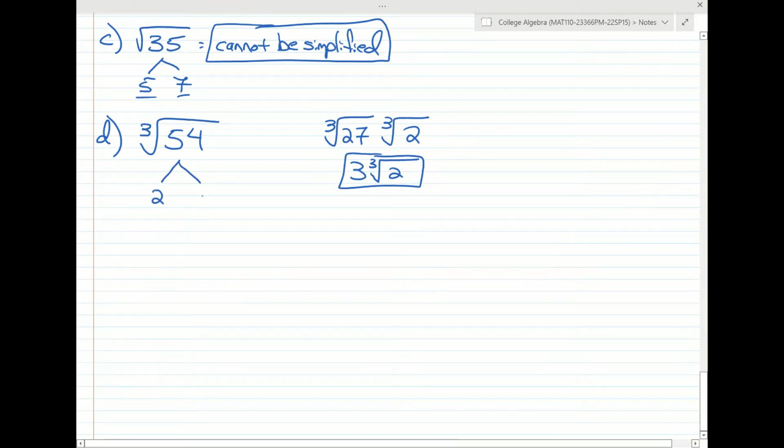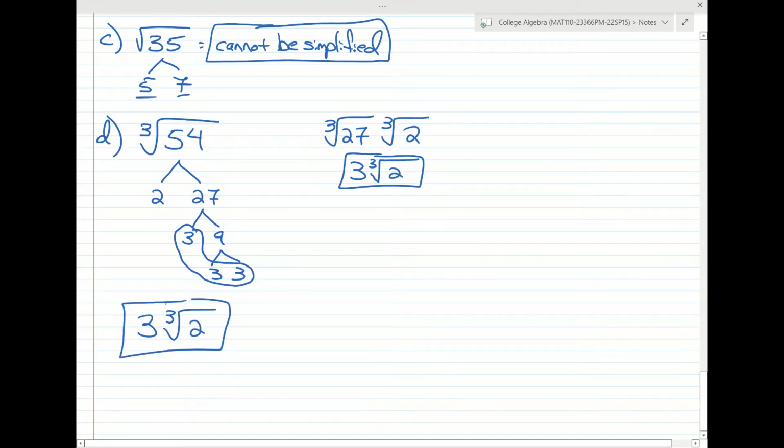54 is just 2 times 27. 27 is 3 times 9, which is 3 times 3. We have a group of 3's right here. We write 3 times the cube root of 2.